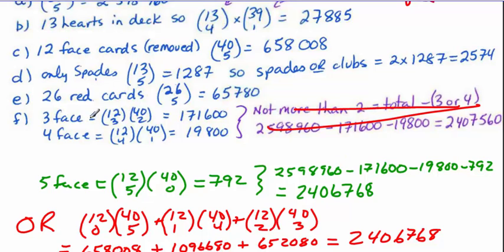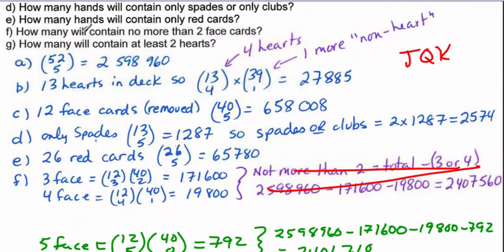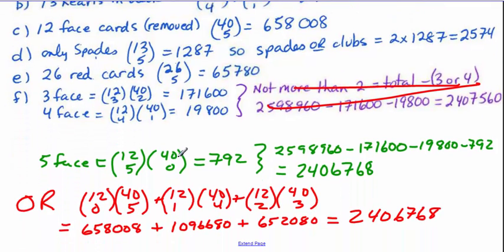So the possibility where 3 face cards occurs is 12 choose 3 face cards. So of the 12 face cards that are available, choose 3 and choose 2 out of the remaining 40 cards. 4 face cards, of course, similar. And again, 5 face cards is also a possibility. And so because those are the situations that we don't want, those are the cases that go against what I'm looking for. Remember, I'm looking for how many will contain no more than 2. So these are the situations I don't want. I can subtract each of these 3 from the total number of hands that's available way back up here in A.